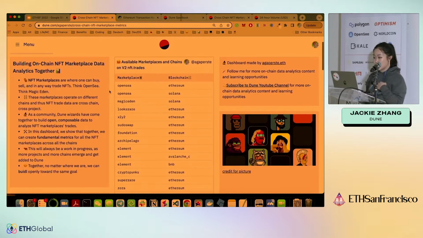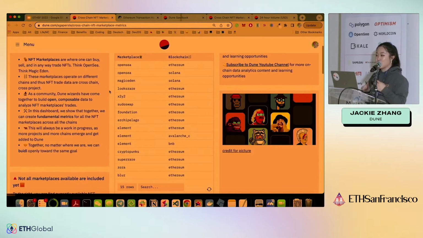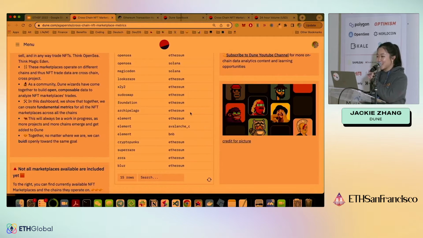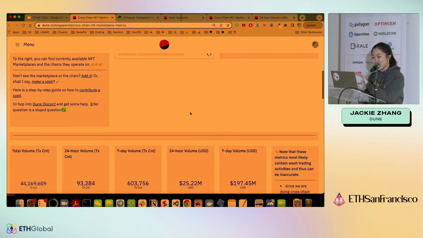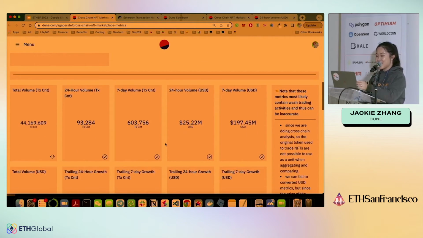So with the NFT.trades table, we have data for OpenSea on Ethereum and Solana, Magic Eden, LooksRare. I'm not gonna read all of them, but literally one person can go contribute OpenSea on Ethereum, and someone else can do OpenSea on Solana, and together we get this more complete system view of all the NFT marketplaces, and that's just beautiful. Amazing, right?